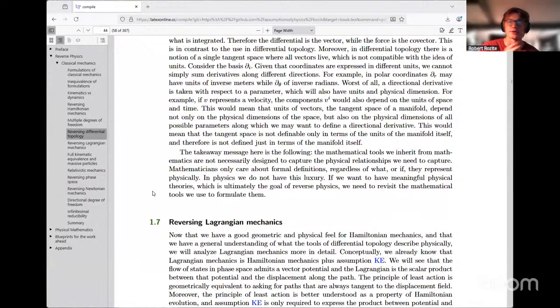The takeaway message here is the following. The mathematical tools we inherit from mathematics are not necessarily designed to capture the physical relationships we need to capture. Mathematicians only care about formal definitions, regardless of whether or what they represent physically. In physics, we do not have this luxury. If we want to have meaningful physical theories, which is ultimately the goal of reverse physics, we need to revisit the mathematical tools we use to formulate them.